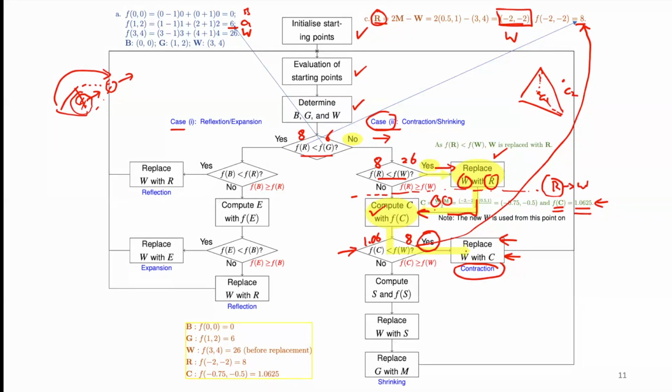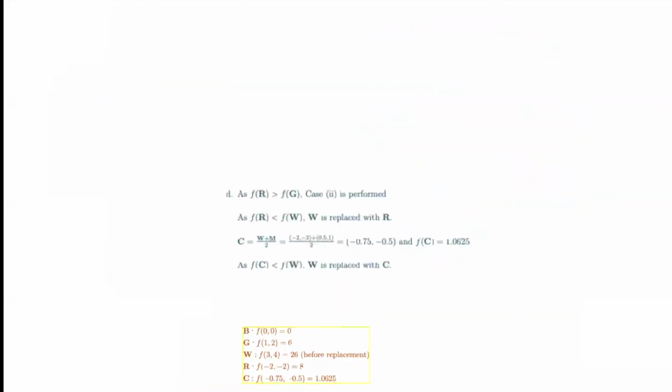Okay. So we end up with this point. We replace the W with the C. So we come up with 3 points, B, G, as well as C, in order to go back to the top for another iteration. We are going to relabel these 3 points as B, G, W, because this point is larger than B but smaller than G. So in the next iteration, this point will remain the best point. This one will become the good point. This one will become the worst point. Okay. So is that all right?